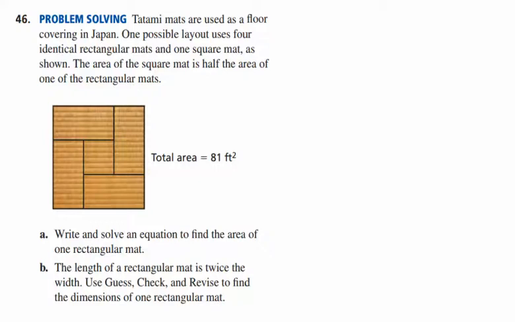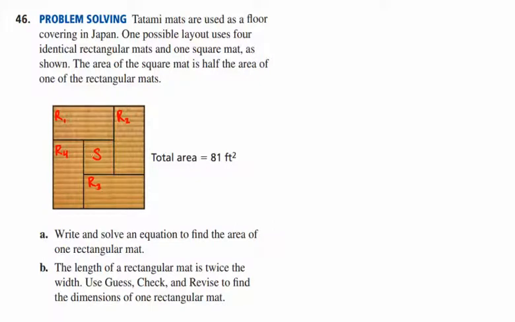In problem number 46, we have tatami mats used as a floor covering in Japan. One possible layout uses 4 identical rectangular mats. So I'm going to label these as R1, R2, R3, and R4. These 4 identical rectangular mats and 1 square mat. We'll just call that S.